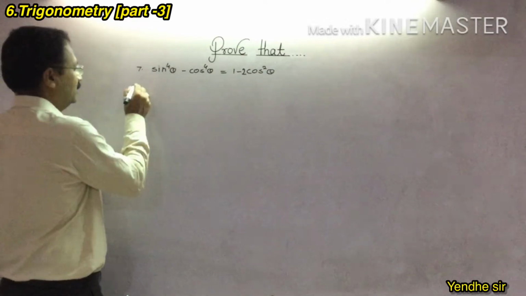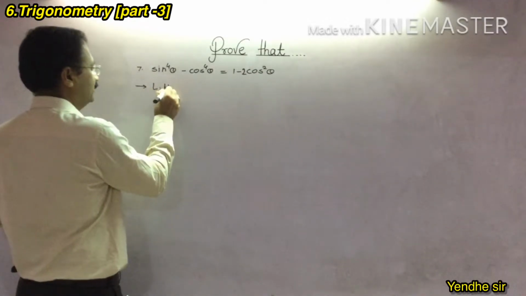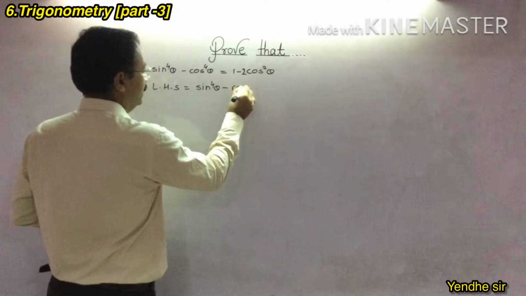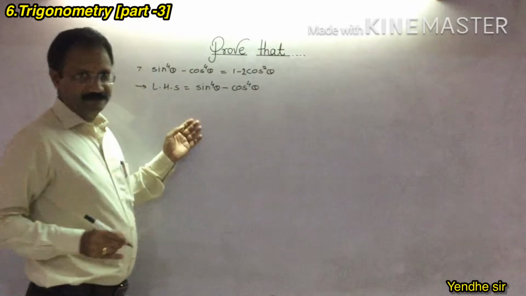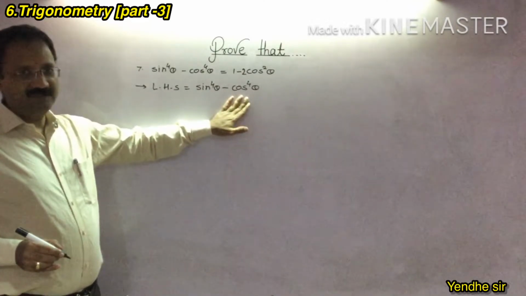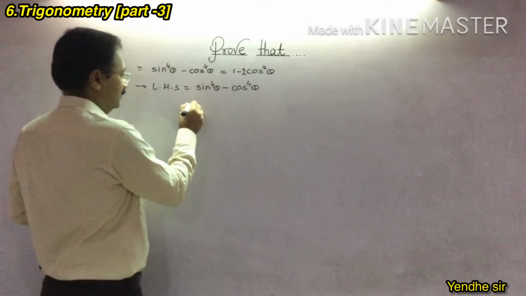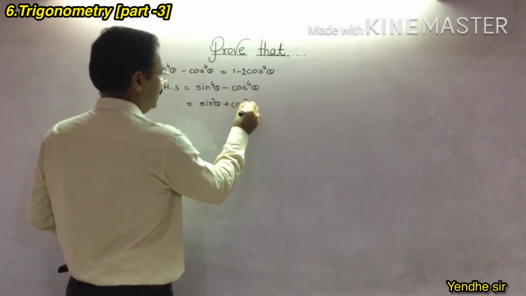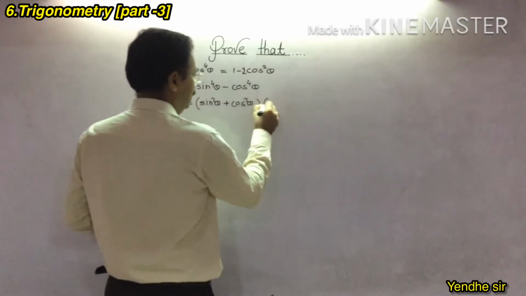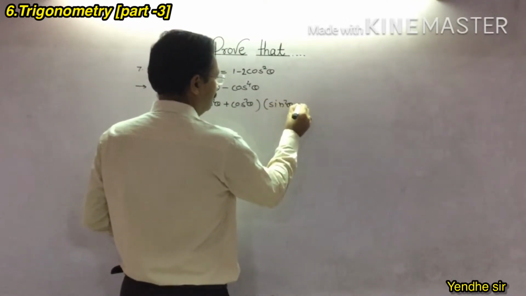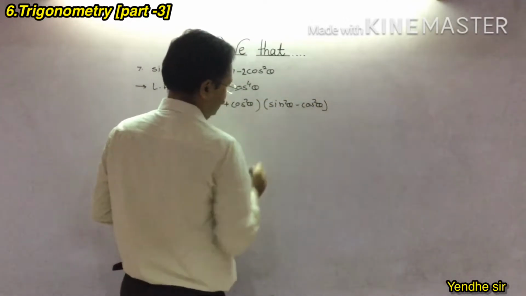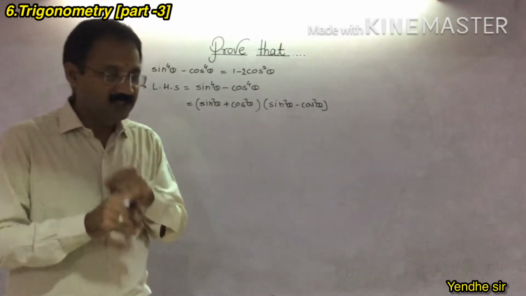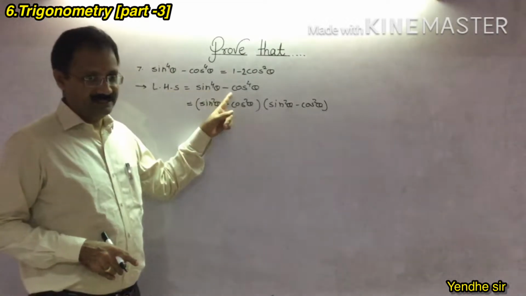The first rule, let's take the LHS. Sin raised to 4 theta minus cos raised to 4 theta. So we can write it, factorize it as sin square theta plus cos square theta in one bracket and sin square theta minus cos square theta. Okay, so I have factorized it first. The first rule is LHS, that's why I have taken the LHS.